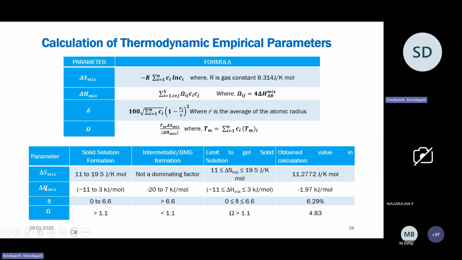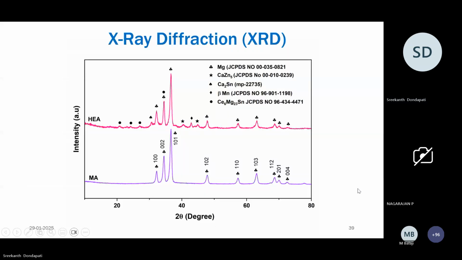Okay, these parameters are very important to decide whether your alloy, this high entropy alloy, is going to form a solid solution or is going to have intermetallic compounds and so on. And from the values we saw by calculating these, we understood that it's going to have a solid solution formation. And we have casted it, then we have seen.